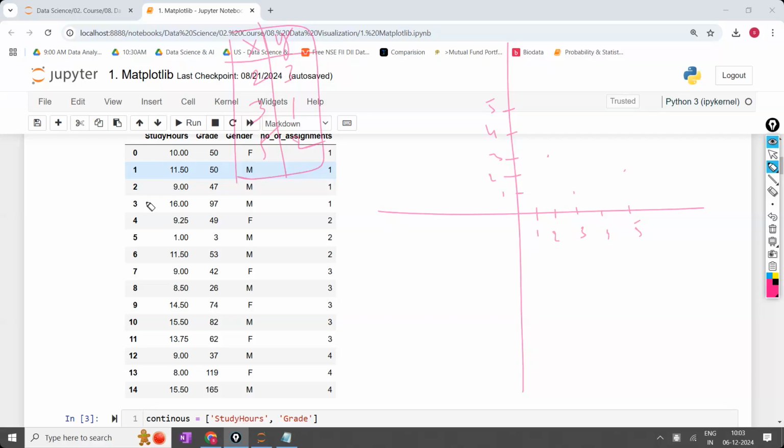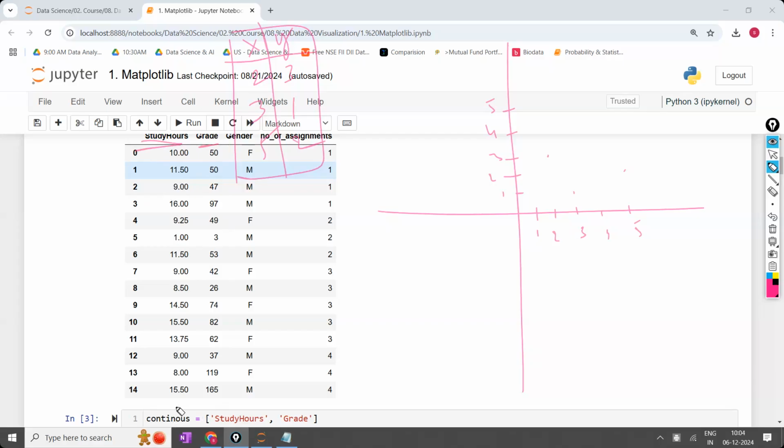Now for this data, 10 comma 50, I'm going to consider this one on the x-axis and this one on the y-axis. So automatically the first value is going to be 10 comma 50. Wherever the 10 is on the x-axis and wherever the 50 is, it will keep 1 dot. Then 11.5 comma 50, 9 comma 47, 16 comma 97, 9.25 comma 45. Like that it is going to keep the dots. Total, it is going to keep 15 dots, because the total number of records is 15. 15 records, 15 data points, 15 dots.